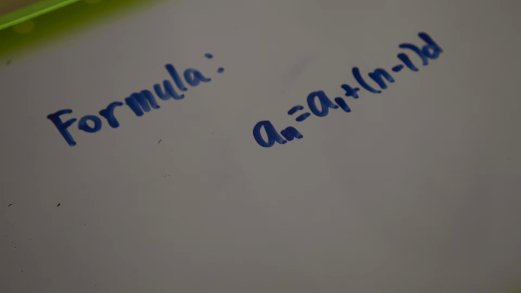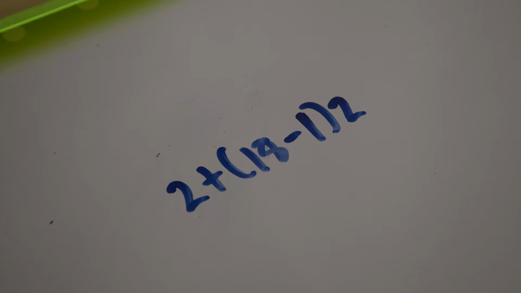First, you will find a sub 1, the first number of the sequence, which is 2. Next is n. You will find n in the nth term that was given to you in the problem, which is 18. So we will put 18 here, minus 1, and times d, which is the difference of the sequence. The difference is 2. Next, we will follow the PEMDAS rule. First, we solve the one inside the parentheses. 18 minus 1 equals 17.